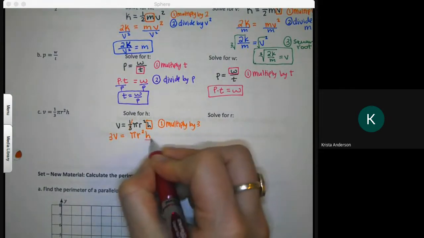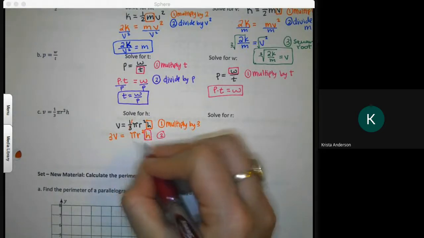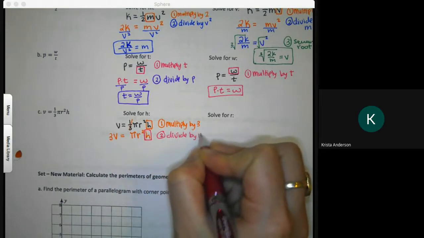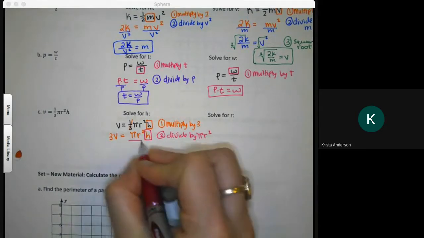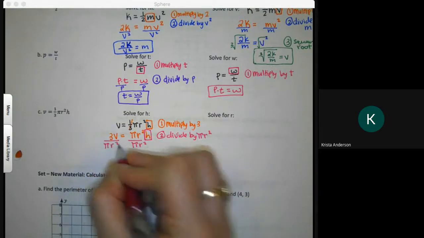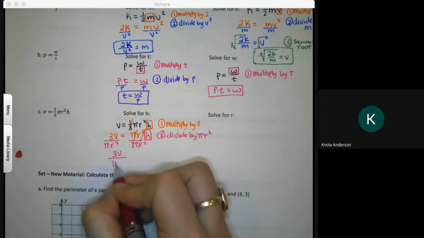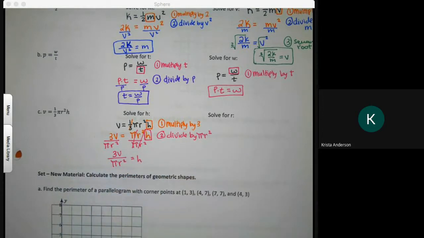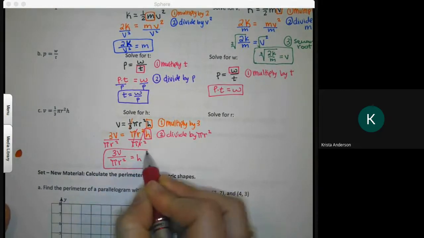I'm still trying to get h by itself. So I will now look, they're attached through multiplication. I will divide by the pi and the r and the squared. That will cross those off. And h is alone. H doesn't have a power. It's complete.